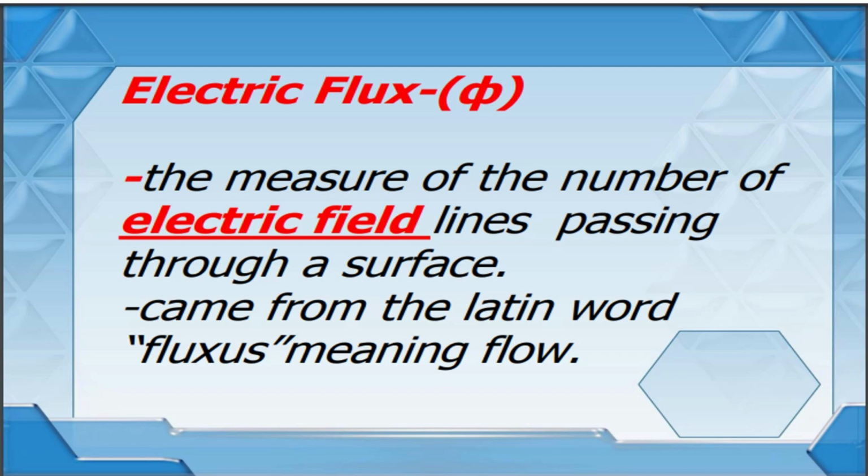And another thing that you must remember is the electric flux. So when we say electric flux, this is the number of electric field lines passing through a surface. It came from the Latin word fluxus, meaning to say it is flowing. So the flow of electrons in a certain area describes how an electric flux happens.